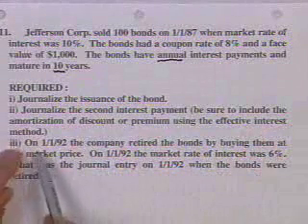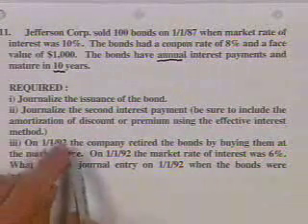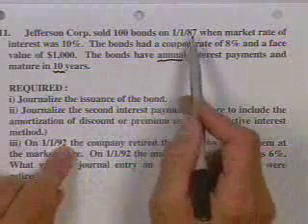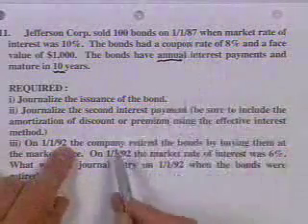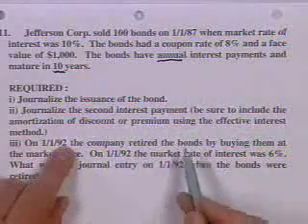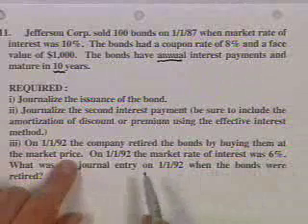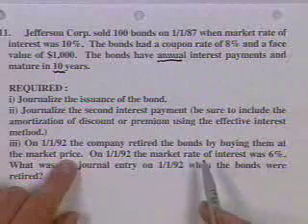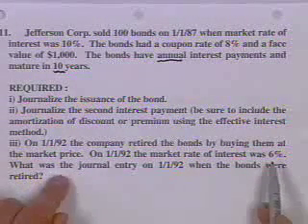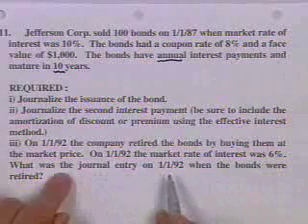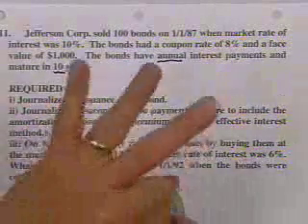And 3, on 1/1/92, which is 5 years after they originally sold it, the company retires the bonds by buying them on the open market. And at that time, the market interest rate was 6%. What entry did they make when they retired the bonds? So we have 3 questions to address.